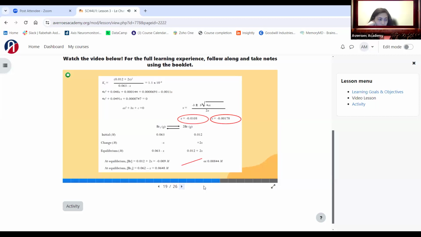So when you plug each of those values into our expressions, the answer we're going to take is the one that gives a positive concentration, the one that is the 0.0648, if you remember how to use your quadratic formula. We're going to reject the negative one because we can't have a negative concentration, right? So therefore, x is going to equal 0.00844.